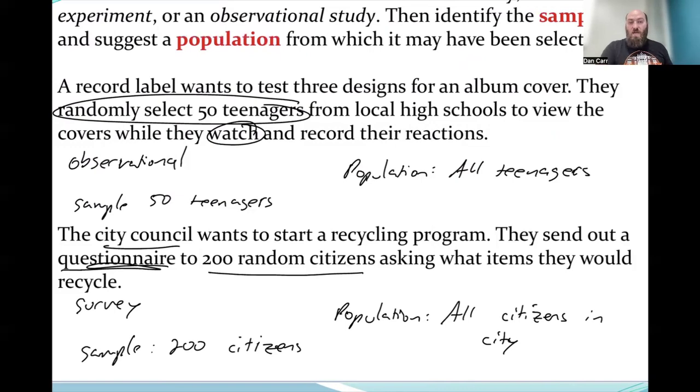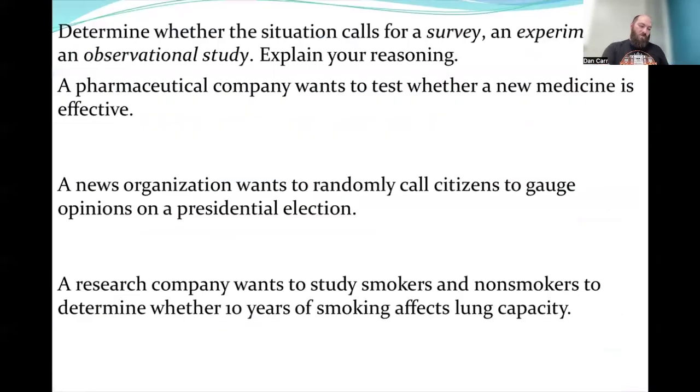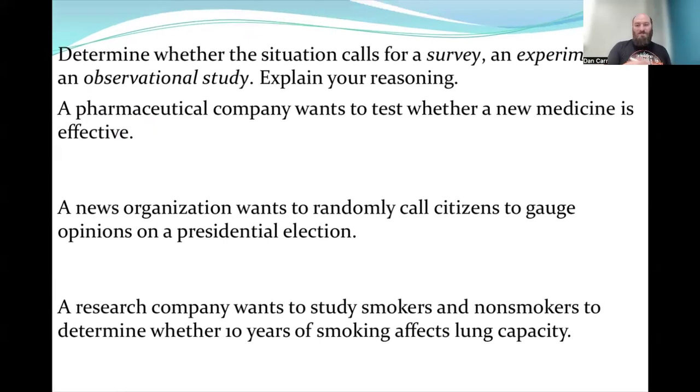All right. So that's what we're looking at for that scenario. Determine whether the situation calls for a survey, an experiment, or observational study. Explain your reasoning. A pharmaceutical company wants to test whether a new medicine is effective. So the big keyword here is going to be test. We're looking at the effects of something. So this is going to be an experiment.